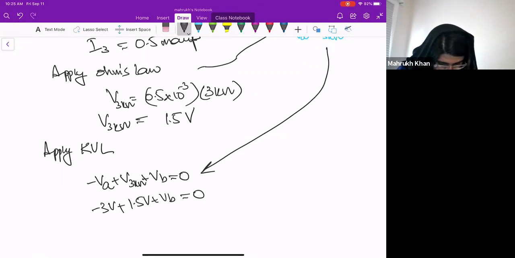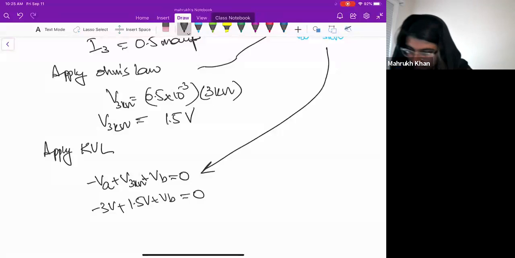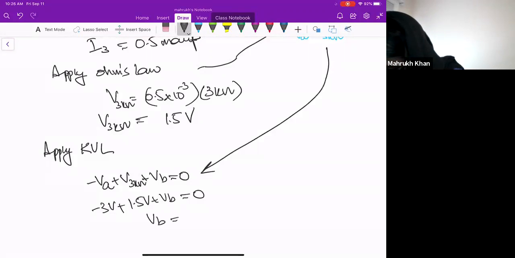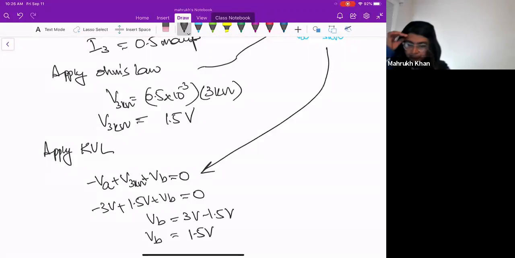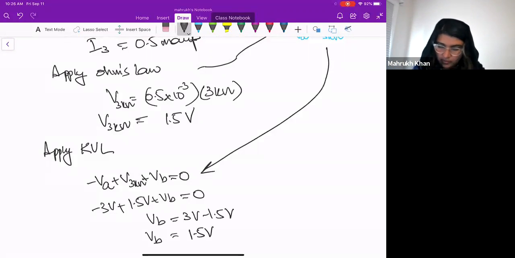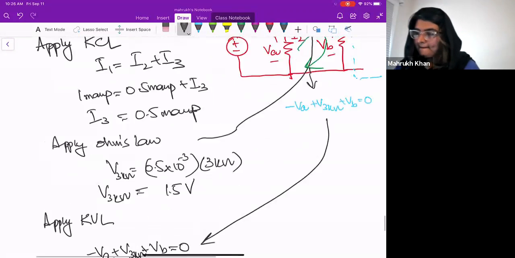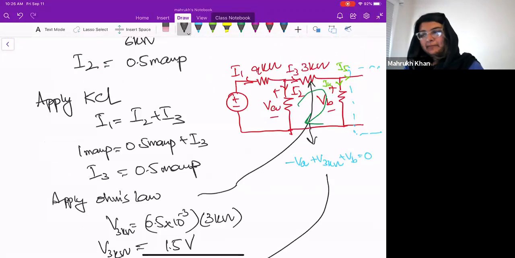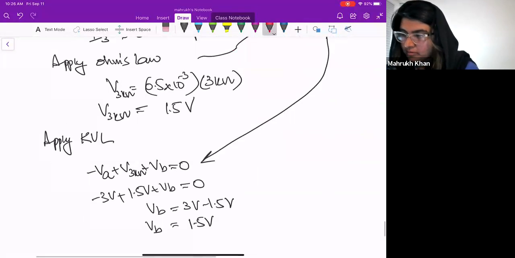Okay, I need to double check what my VB will be. VB is 1.5 volts, right? So we are going good. So we got VB. Now if we got VB, we can find out I4 and I5, right? So how can I find out I4?